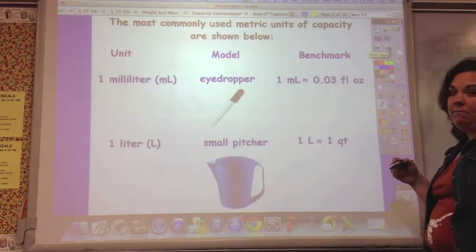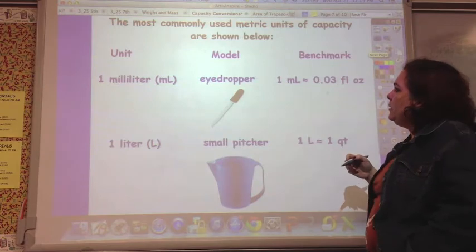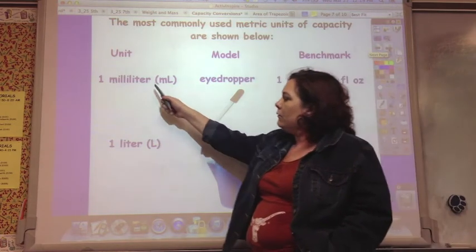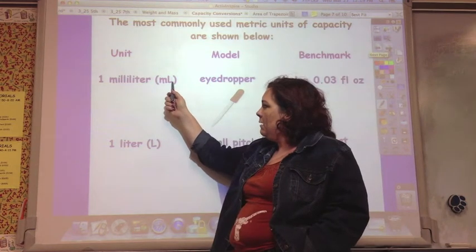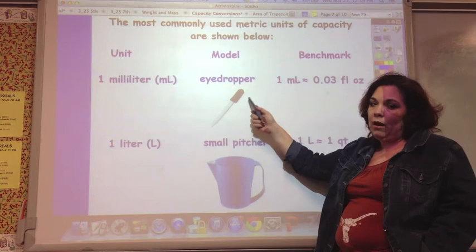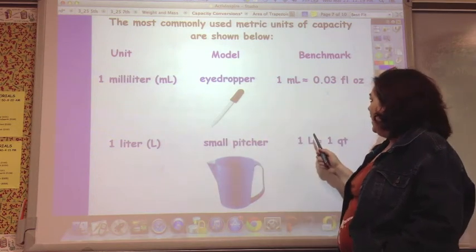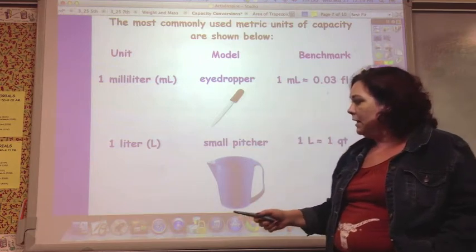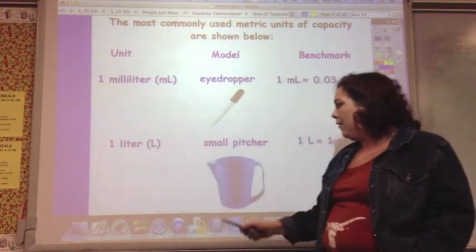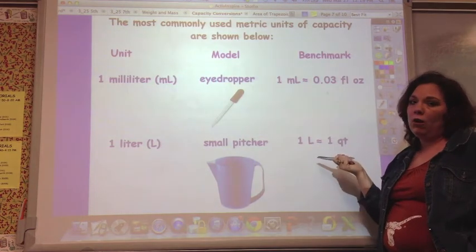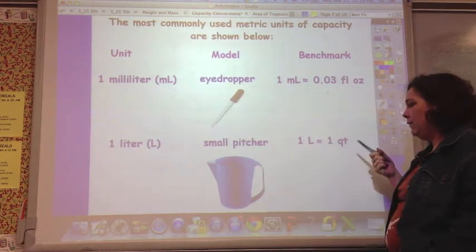So now let's look at metric. The most commonly used metric units of capacity are shown below. You have the milliliter, which is abbreviated ml, and that would be a measure of the drops in an eyedropper, and it's just a partial amount of a fluid ounce. And then a liter, capital L, is a small pitcher, and it equals roughly a quart. It's about a quart, to give you an idea.